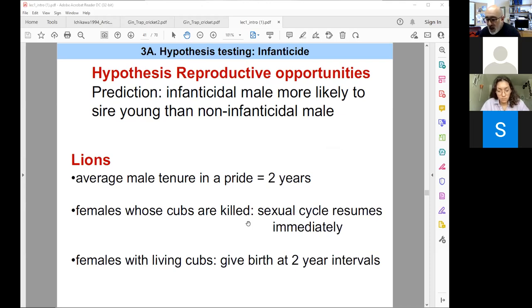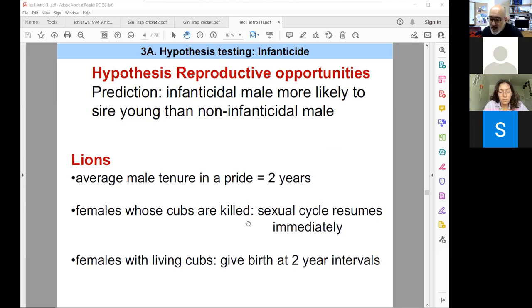Now, if you have some males that don't engage in infanticide and some that do, imagine how that's going to turn out, right? So the males that do engage in infanticide are going to have a reproductive advantage, right? Because they're going to go in, they're going to kill those cubs, and then those females will, not immediately, but in fairly short order, become receptive, and they will mate with the males that have taken over the pride.